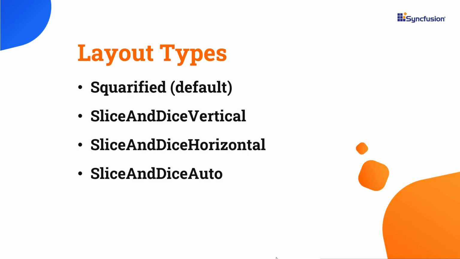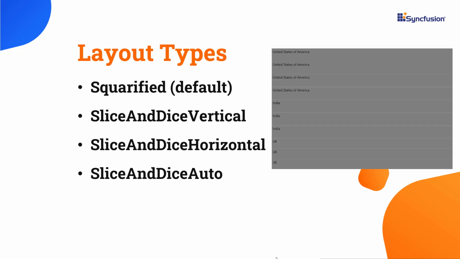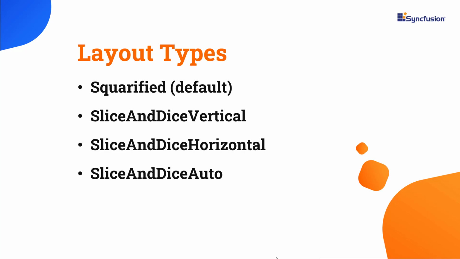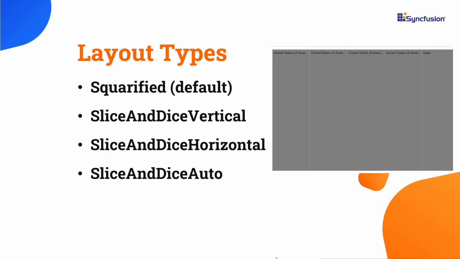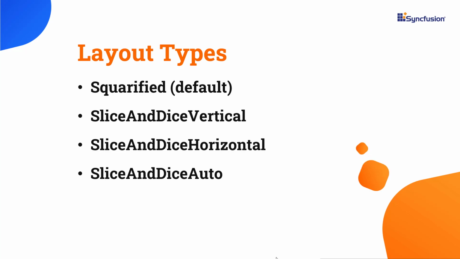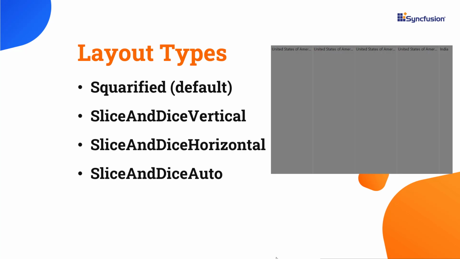Apart from the default squarified layout, the TreeMap can also be rendered in other layouts like slice and dice vertical, slice and dice horizontal, and slice and dice auto. The slice and dice vertical type creates and displays rectangles vertically sorted, whereas the slice and dice horizontal type displays rectangles horizontally. The auto type displays both horizontally and vertically.